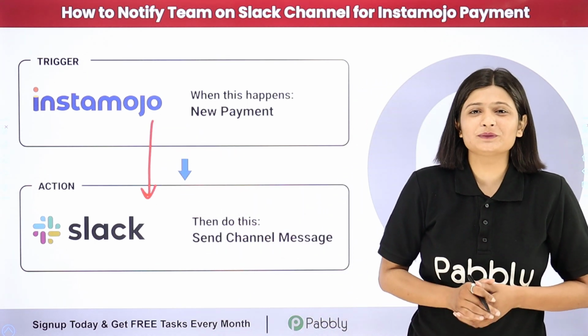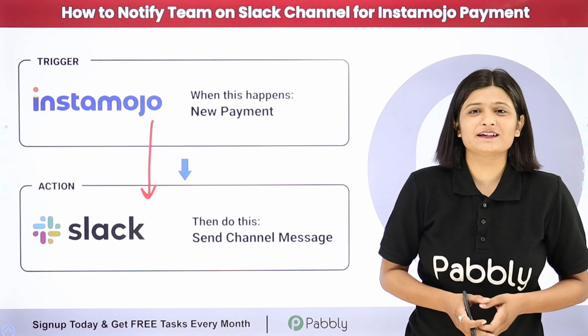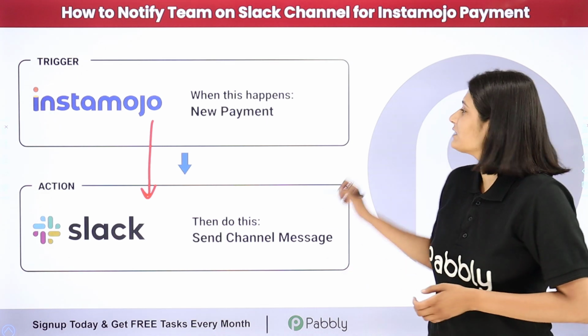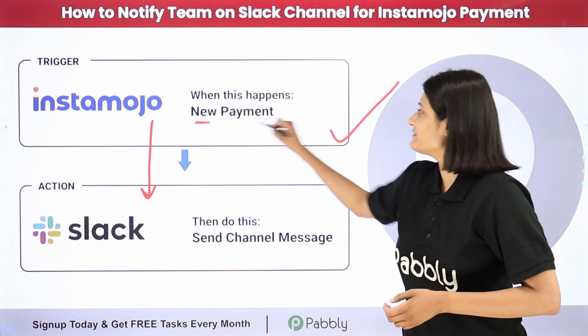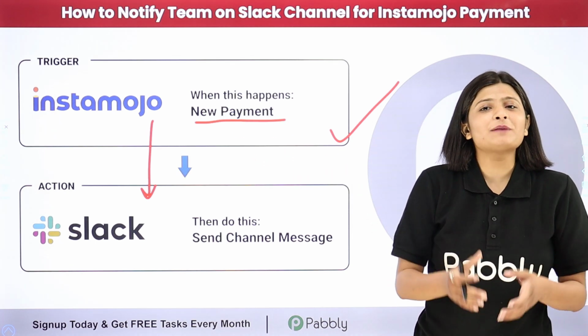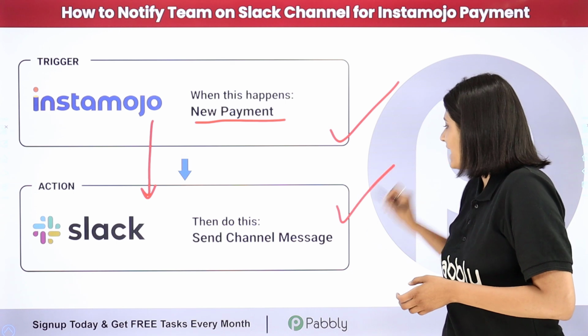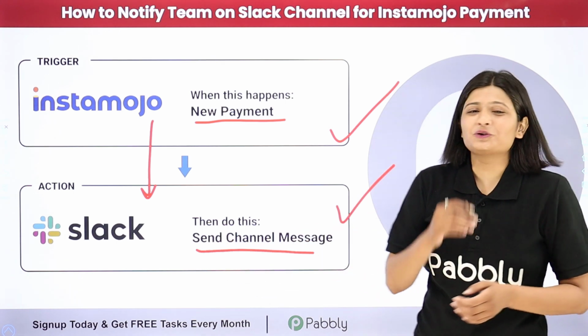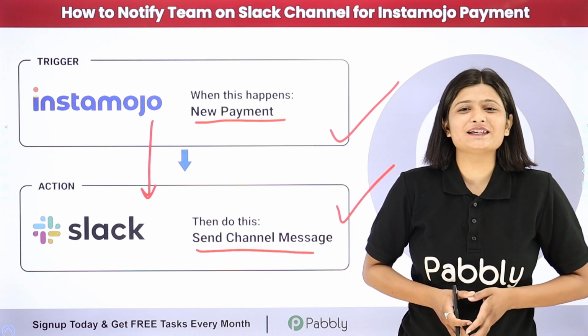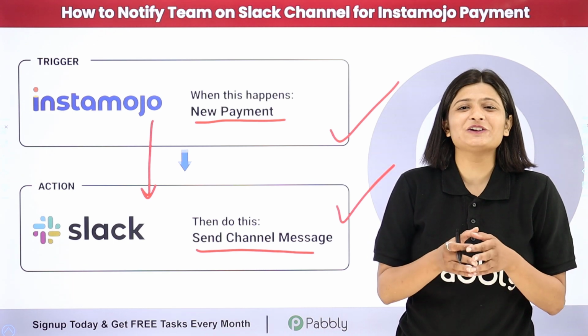Pabbly Connect runs on two principles, which is trigger and action. Here as my trigger application, I am going to take Instamojo from where I will receive new payment, and then in my action application I am going to take Slack where I will send channel message automatically. If you want to learn this amazing automation step by step, then let me take you all to my screen.